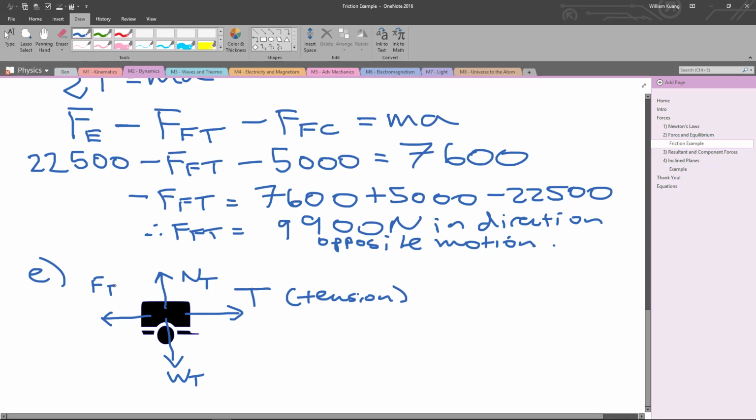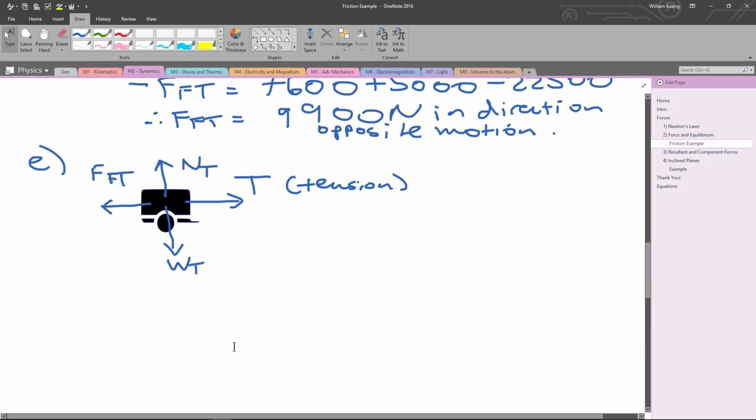So FFT, friction force on the trailer. In this example, again, we're going to make use of Newton's second law. It's a very handy law: F is ma. Because we always said the direction of motion is the positive direction, T is positive, FFT is negative, and then we say MA. Again, I ignored the normal force and the weight force just because they're equal but opposite, and they cancel each other out. So all we're really left with is these two forces.